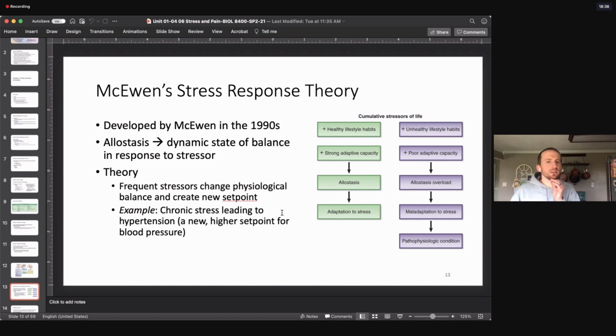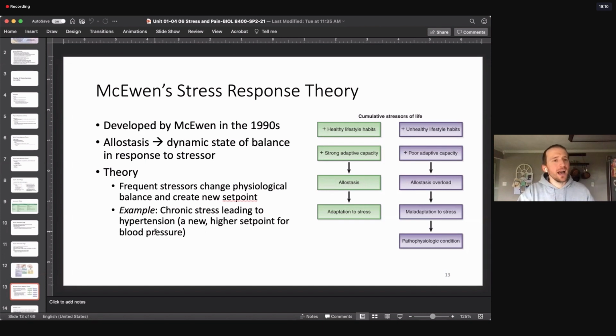Instead, this is kind of a dynamic balance, right? We're taking into account multiple stressors that occur, because we know as organisms, we are constantly being exposed to stressors. The theory is that frequent stressors change your body's stress response set point. For example, if you have chronic stress, a person is going to have a newer, higher set point for their blood pressure. So their blood pressure is going to go up, and they're going to become hypertensive.